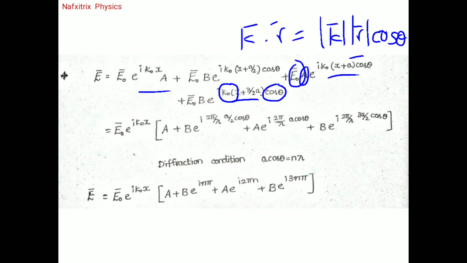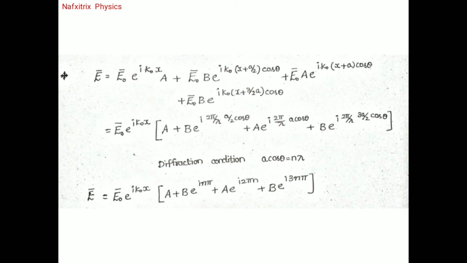So for the four atoms we have now mentioned four possible scatterings. From each and every term we can see e naught into e power i k naught x. Since a power m plus n is nothing but a power m into a power n, this could be written as e power i k naught x into e power i k naught a by 2 cos theta, like that. So we just need to take e naught into e power i k naught x out, as this is common everywhere.